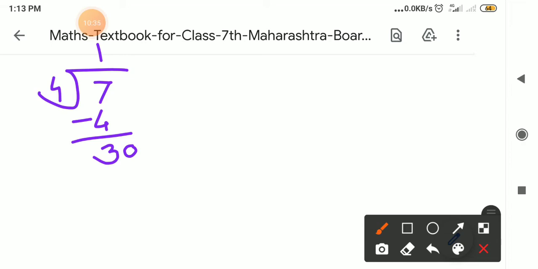So 7 minus 4 is 3. Now 3 is smaller than 4, and 3 is not present in the table of 4. So at that time we have to take a 0, our own 0 that we had taken, and that's why we give the point here. Does the table of 4 have 30? No. Then which smaller number is present in the table of 4? 4 times 7 is 28.